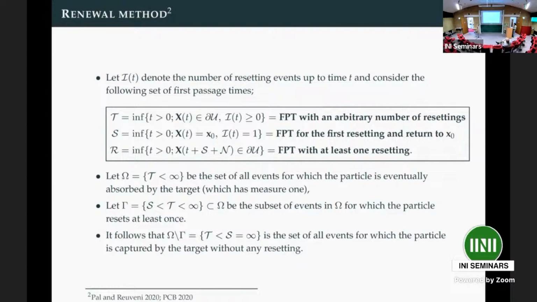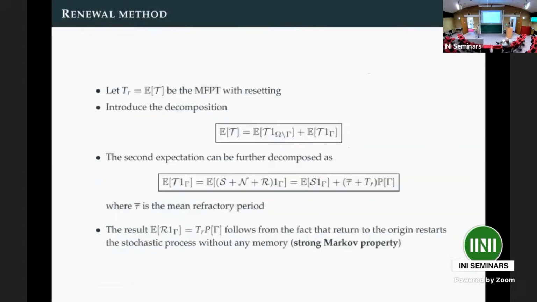Gamma is the set of events, the subset of events for which I reset at least once. And so omega mod out gamma are the set of events for which I find the target without resetting. So it's a bit difficult when you just have one slide, but if you can just imagine these, remember these objects, I can now do some cool simplifications.